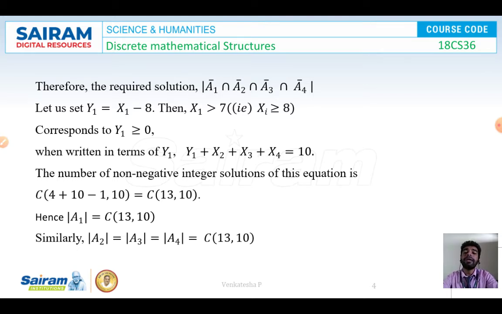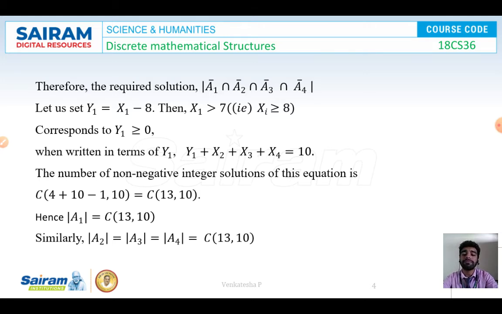Now I will be representing the given equation in terms of y1 by replacing x1 with y1 plus 8. So I will be getting y1 plus 8 plus x2 plus x3 plus x4 is equal to 18. On simplifying, I will be getting y1 plus x2 plus x3 plus x4 is equal to 10. Hence the number of non-negative integer solutions for this equation will be combination of 4 plus 10 minus 1 comma 10, which is equal to combination of 13 comma 10.